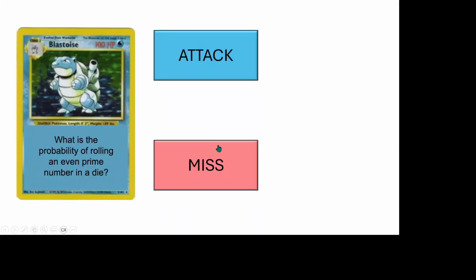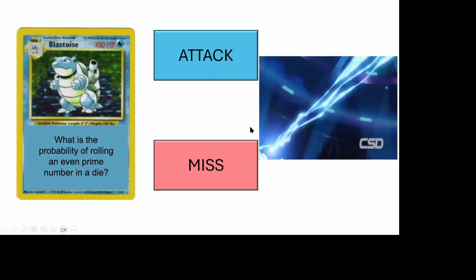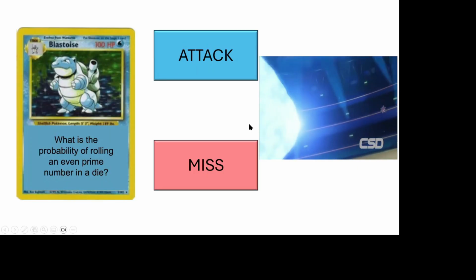Next, what is the probability of rolling an even prime number in a die? So the only even prime number is 2. Not only in a die, but just in general, the only even prime number is 2. So there's only 1 out of 6 numbers in a die, so 1 over 6 is the answer. And if they are able to answer, they will see it.